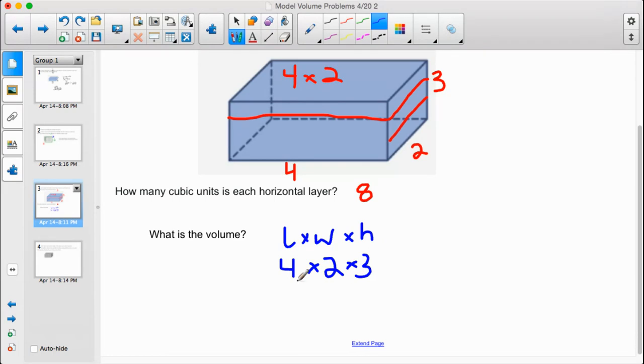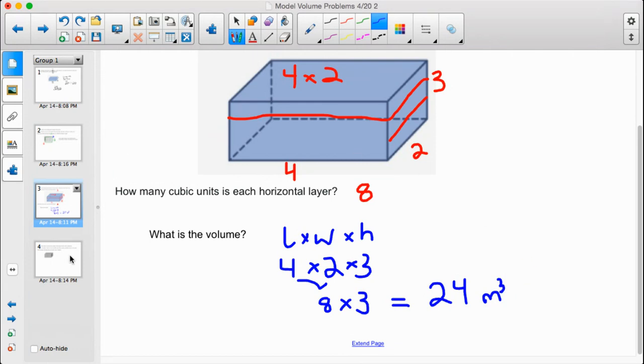I like to start with my first chunk and go 4 times 2. That's 8. And I'm going to copy down everything else that I haven't used yet, just the times 3. So now I just have this math fact, 8 times 3. Give you a second to think about it. It's 24. And since this was meters, I'm going to say meters cubed, or cubic meters, which looks like a 3 as an exponent up in the air.